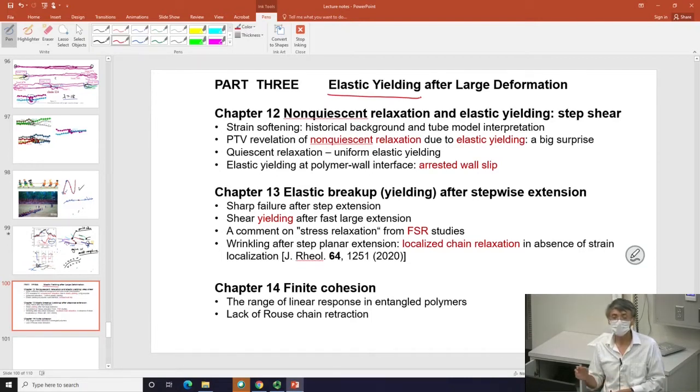So far, in part 2, we have been dealing with startup deformation. It doesn't matter whether it's shear or extension. Basically, all of a sudden, you start to deform. That's what we have been doing in part 2. And we recognize that this process, if you do it fast enough, will reach a point of yield. In other words, the elastic deformation cannot proceed forever.